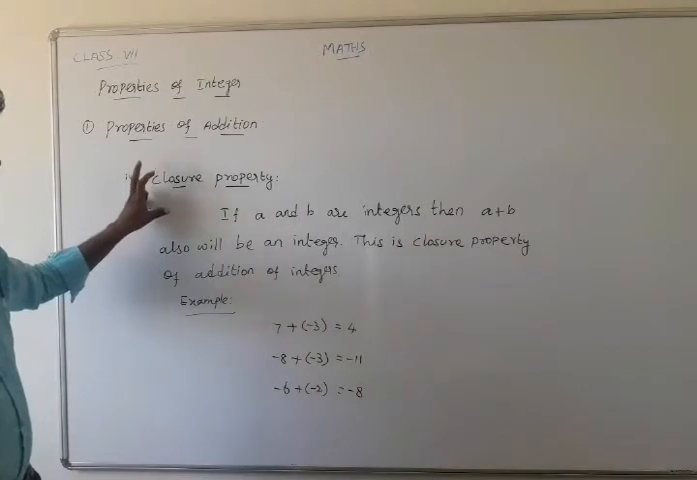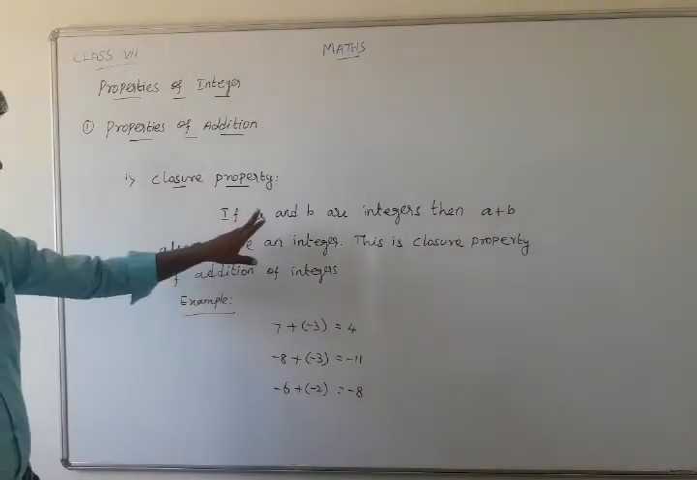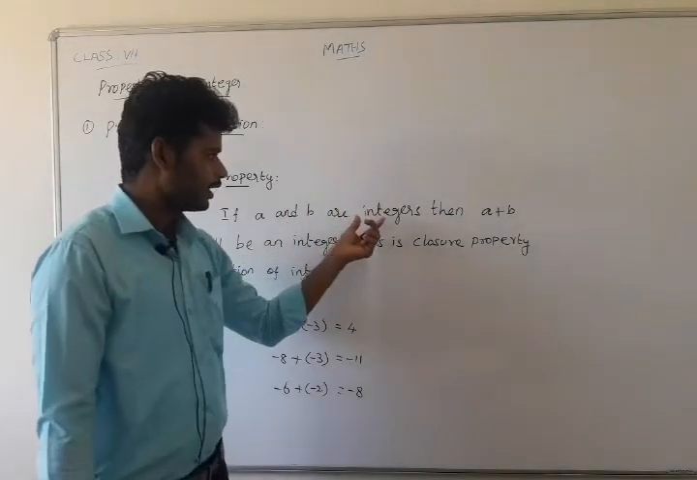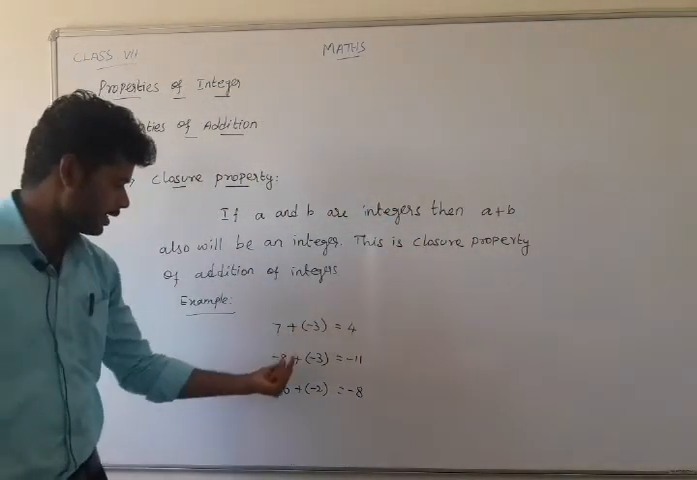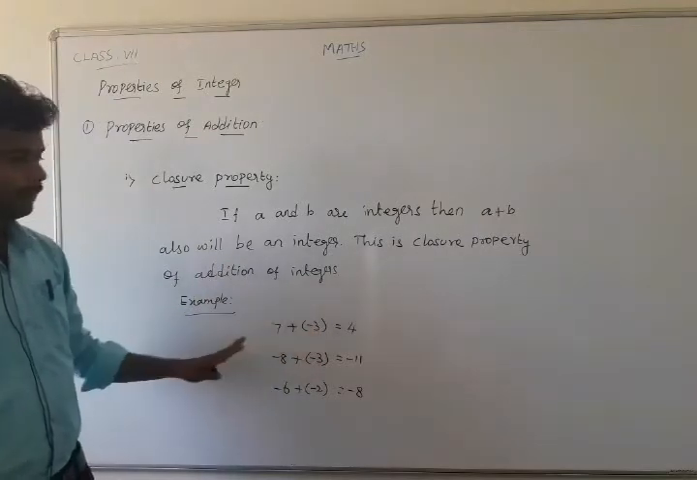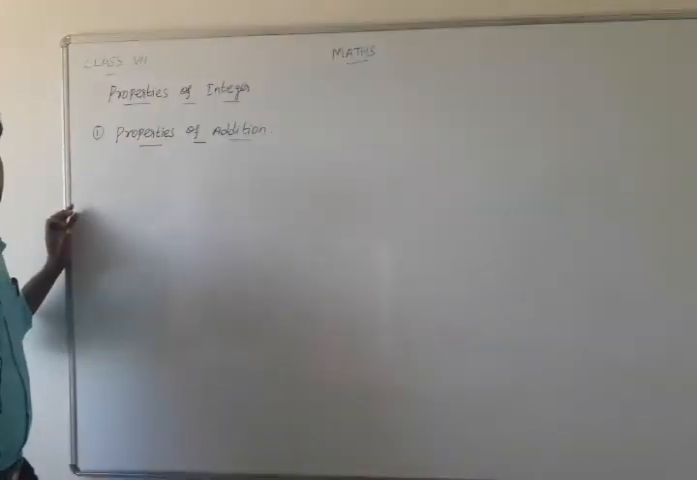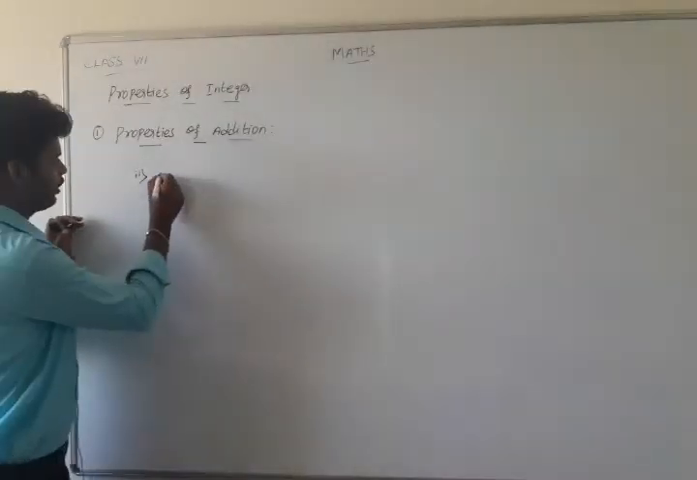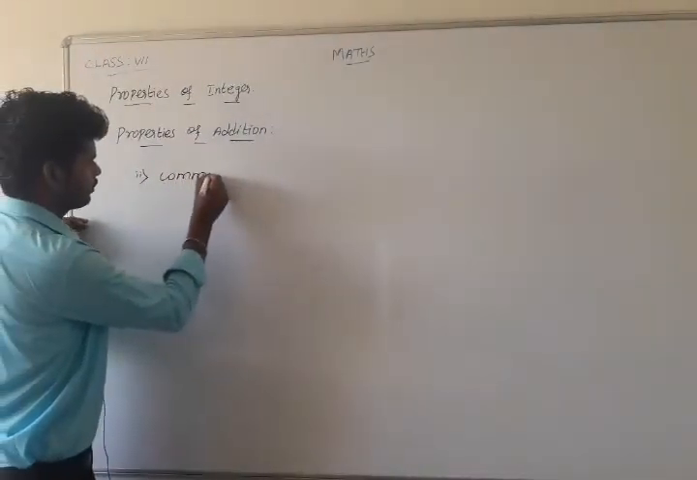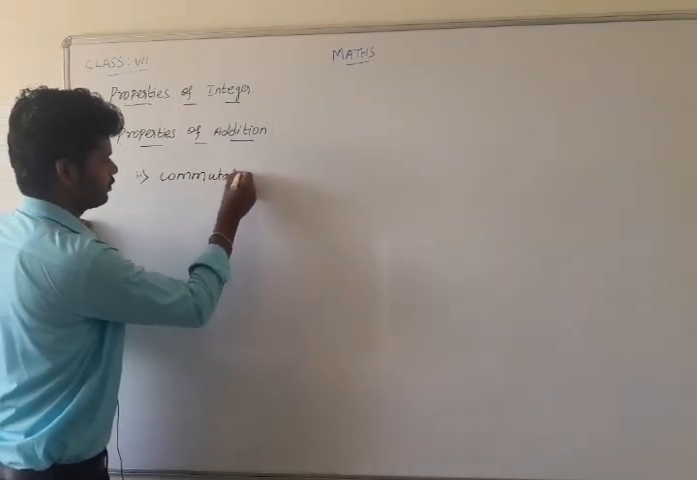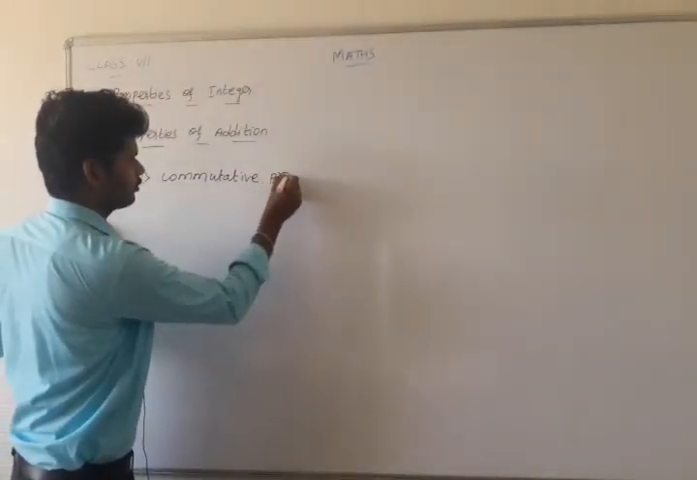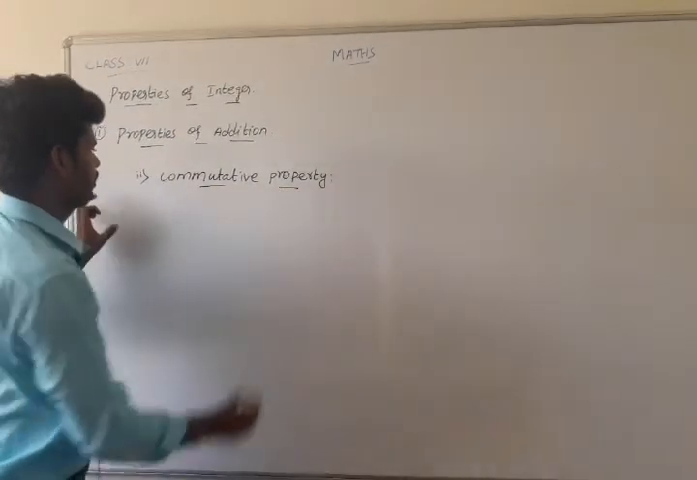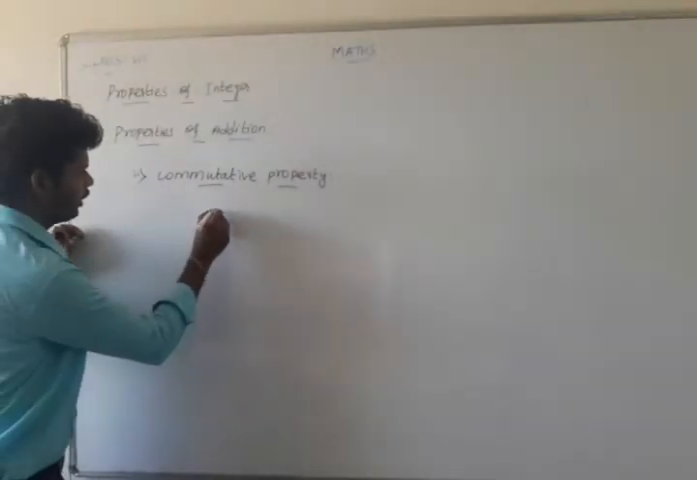This is the closure property. Take any values, A one value, B one value, that is, integers. Then A plus B also will be an integer. Second one, commutative property.